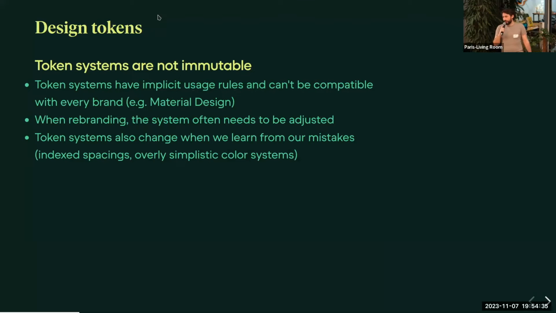Right, and why is that? The thing is, we have implicit usage rules, and these implicit rules often are tailored to a specific brand identity. So for instance, material design, it's very specific, right? You've got this mid-tone, very saturated color, and some brands, they just don't work with it. And now the issue with this is, when you rebrand, you need to change your system, right? So your system is very nice and it helps you be consistent, but then when you rebrand, the system's no longer working. And also, it does happen, I have to say it, sometimes we make mistakes and we need to fix them. So we need to change the system because, well, we make mistakes.